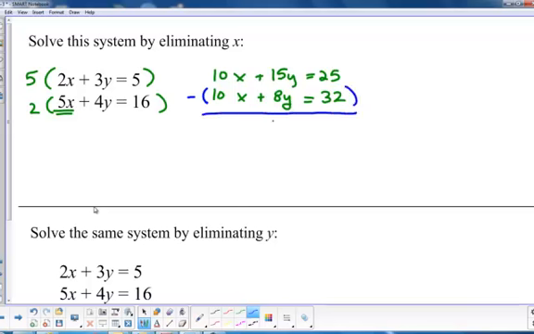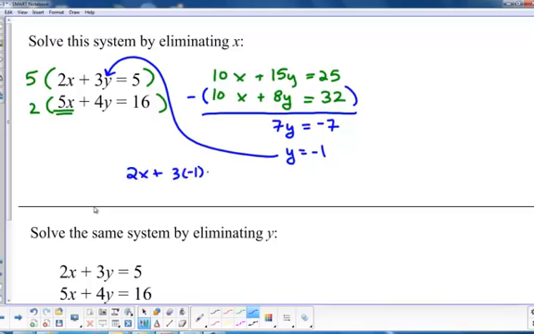So 15 minus 8 is 7. And 25 minus 32 is negative 7. So y is negative 1. Now you can plug negative 1 in. Let's go ahead and do that, and then we'll do what it says down here also. So 2x plus 3 times negative 1 is 5.